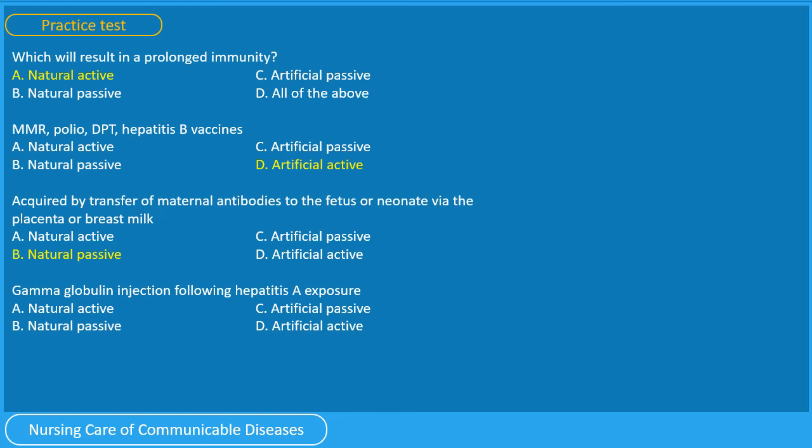And for the last question, gamma globulin injection following hepatitis exposure will bring about what immunity? A. Natural active, B. Natural passive, C. Artificial passive, or D. Artificial active. You have 5 seconds. The correct answer here is C. Artificial passive.